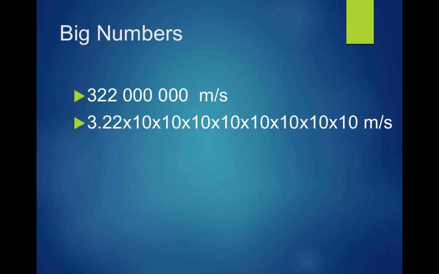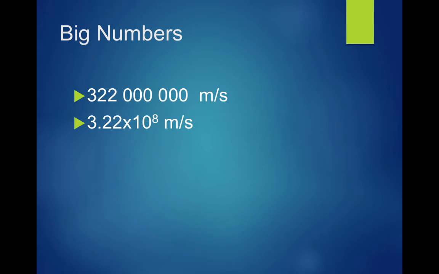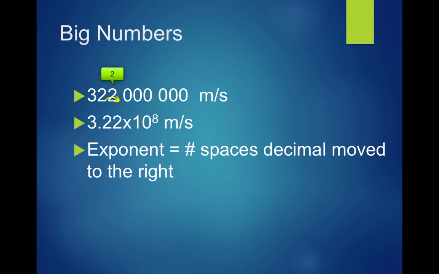What we'll do now is take the tens and write them as a single power. 3.22 times 10 to the 8 meters per second. You'll quickly learn that the positive exponent is simply the number of spaces that the decimal needs to move to the right to return the number to its original value.